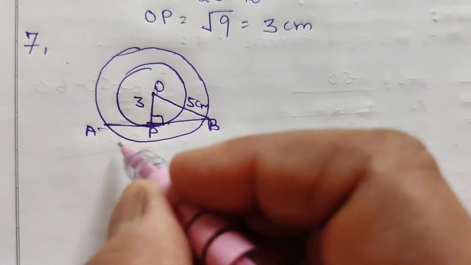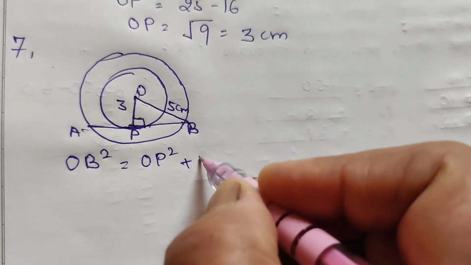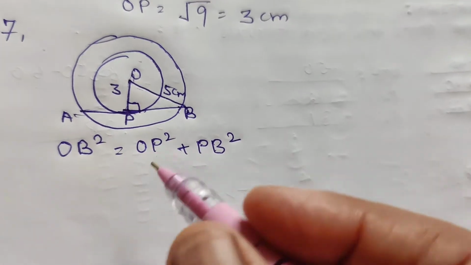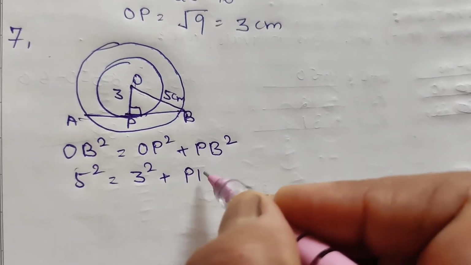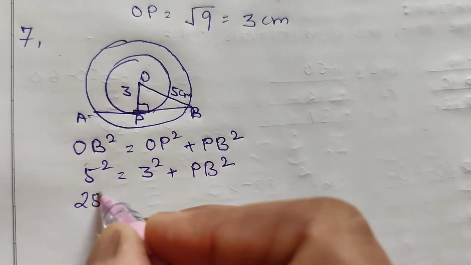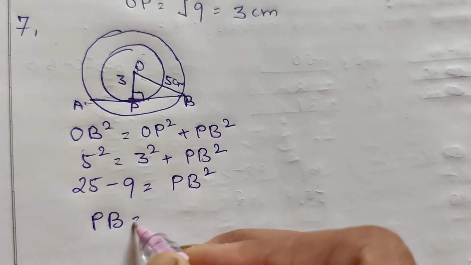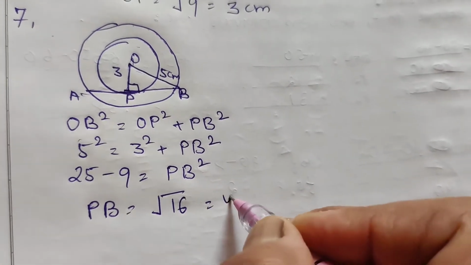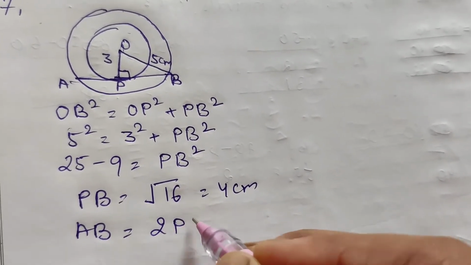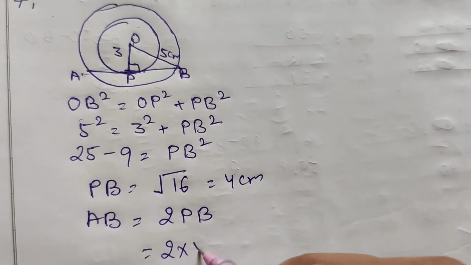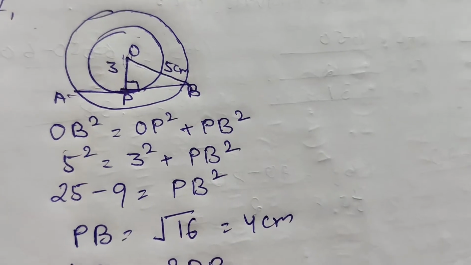It touches at point P. We have to find PB by using the Pythagoras theorem. OB square equals OP square plus PB square. OB square is 5 square, equal to 3 square plus PB square. Easily, 25 minus 9 equals PB square. PB equals root 16, 4 cm, and AB equals 2 times PB, 2 into 4, 8 cm. The perpendicular from the center always bisects the chord.